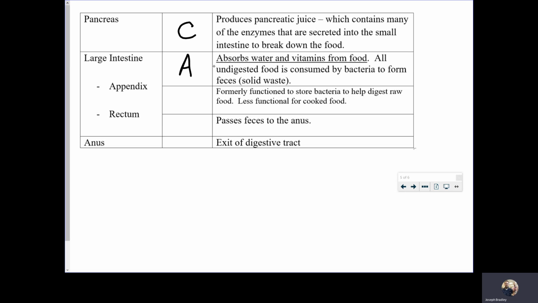But again, the main thing that happens here is the absorption of water, and this is the reason why your large intestine, also referred to as your colon, is usually the source of pain when it comes to abdominal pain, or when you say you have an upset stomach. Really what you have is a large intestine problem. And oftentimes what you feel is the large intestine not being able to absorb water properly.